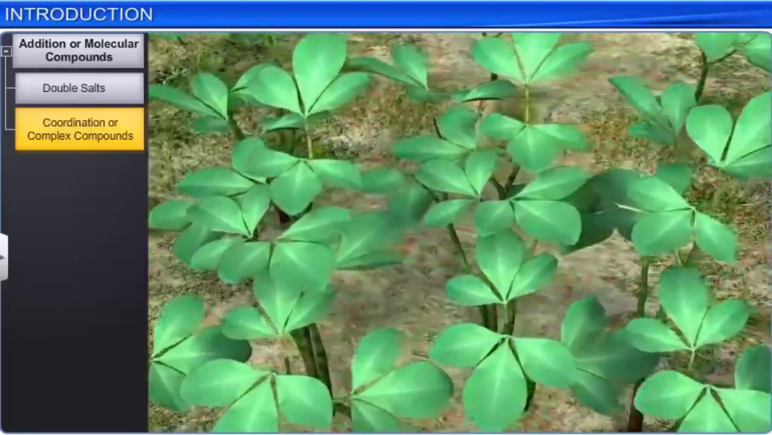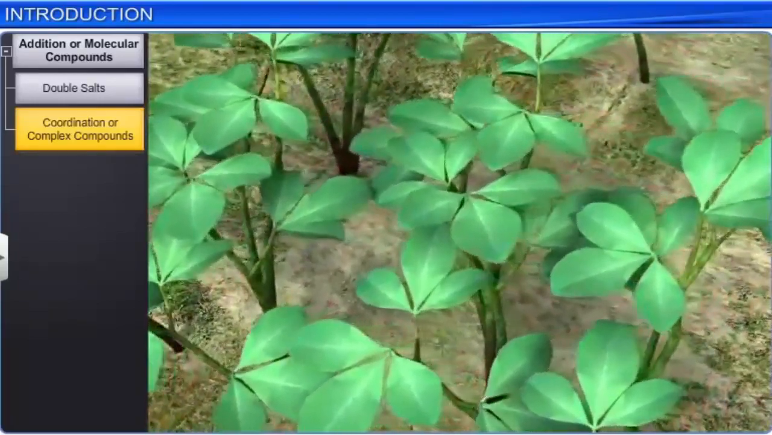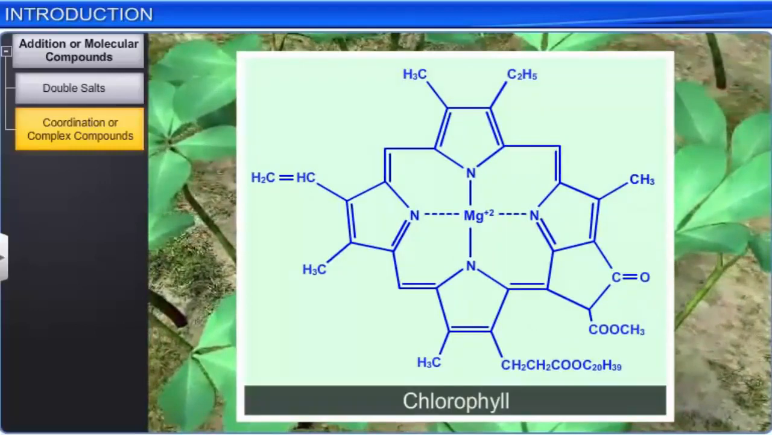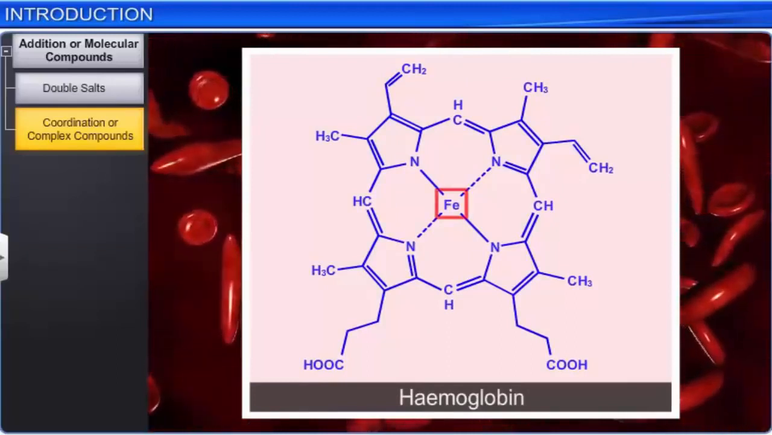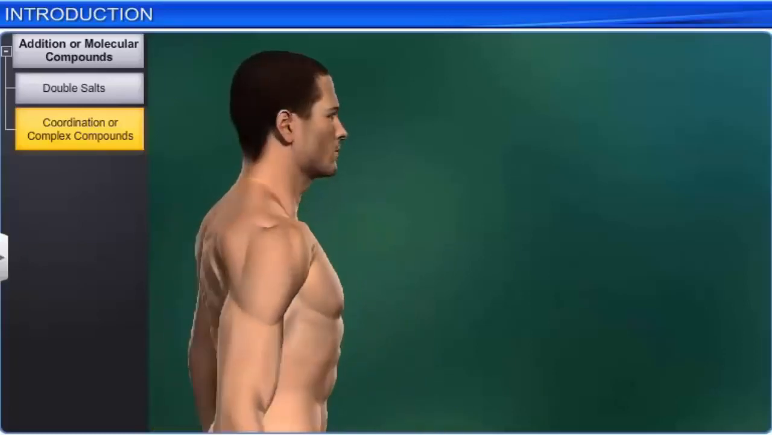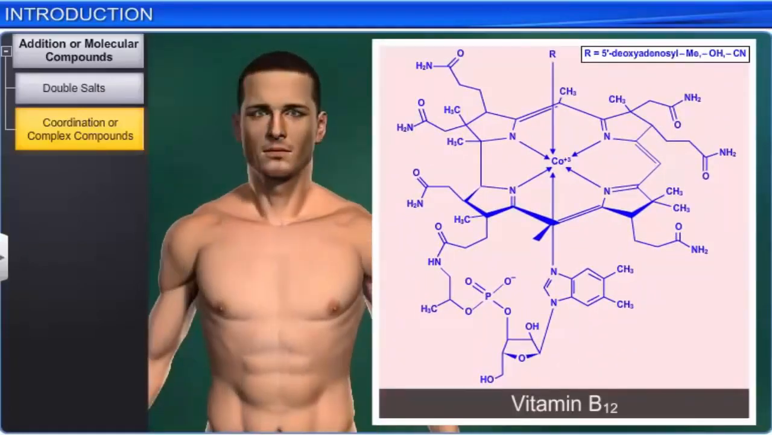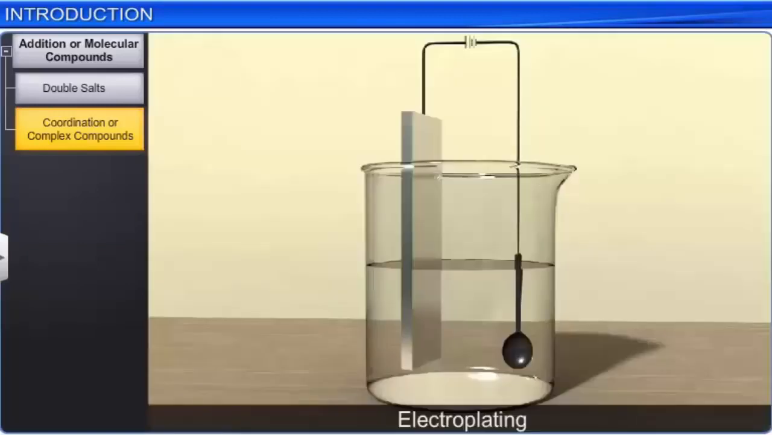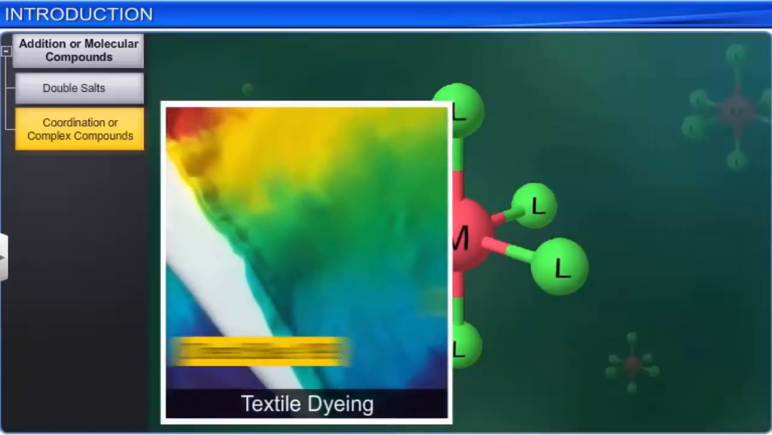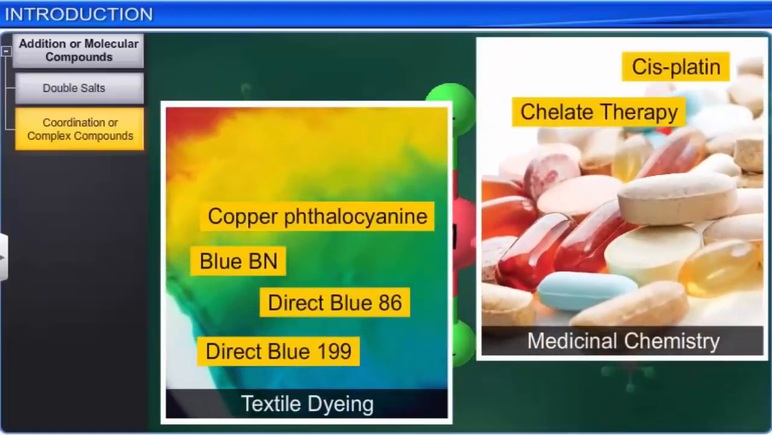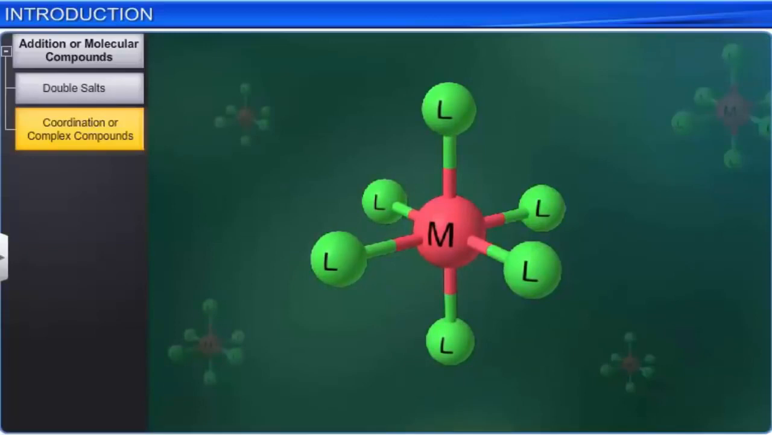Naturally occurring complex compounds are vital to living organisms. For example, chlorophyll is a coordination complex of magnesium. Hemoglobin is a coordination complex of iron, while vitamin B12 is a coordination complex of cobalt. Complex compounds find extensive use in electroplating, metallurgical processes, textile dyeing, and medicinal chemistry. Apart from that, they also find applications as industrial catalysts and analytical reagents.